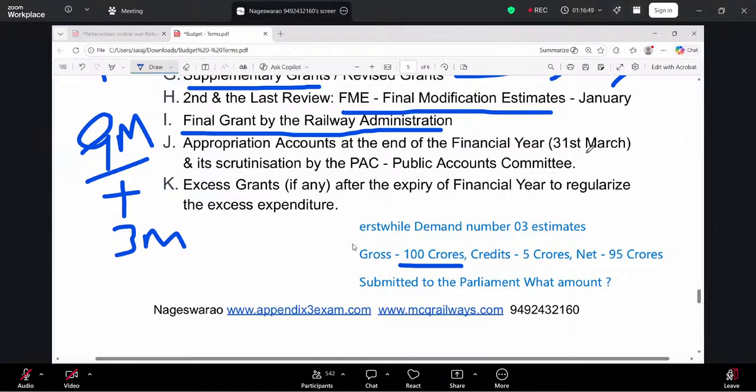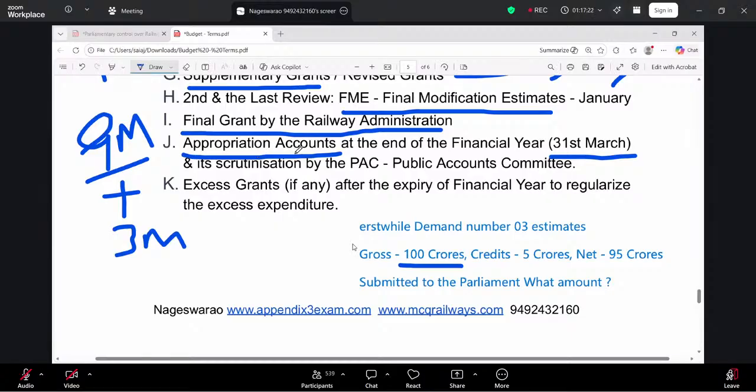And after completion of 31st March, it is our job to prepare appropriation accounts. Why is it called appropriation accounts? Because the authorization of the amount is by the appropriation bill. So it is our responsibility to report back to the Parliament: yes, Parliament, you gave 100 rupees, I spent 95 rupees or 105 rupees. So we have to report back. That report back mechanism is called appropriation accounts.